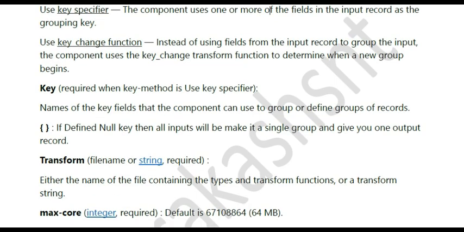So now move to the null key. The null key that we specify in key will tell your component that all the input records belong to one single group. Means there is no key, and we can call it a null key, and it will give you one output record.